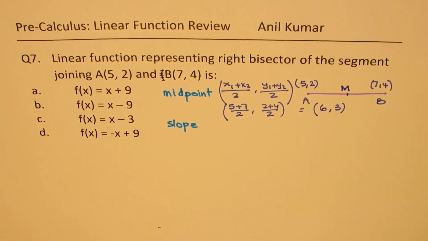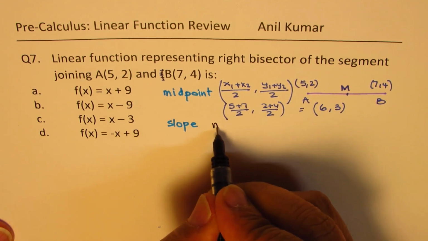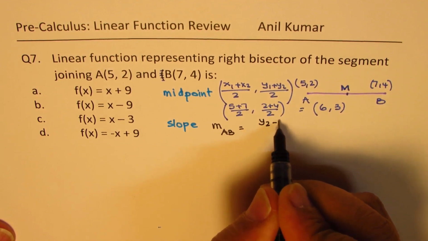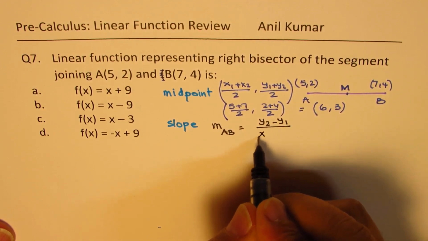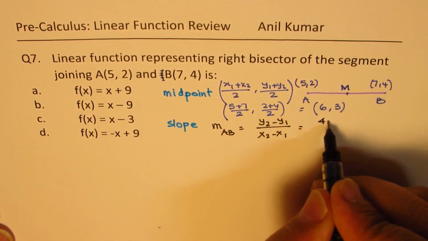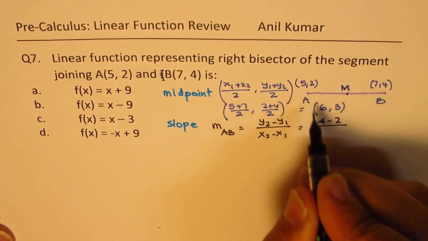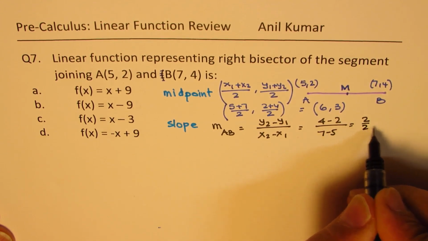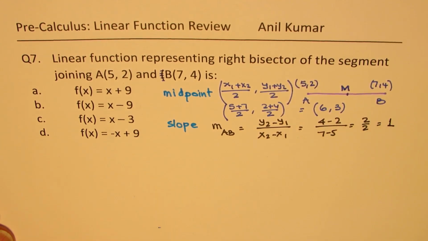Now let us find the slope of AB. So slope m of AB will be (y2 minus y1) over (x2 minus x1), 4 minus 2 and 7 minus 5. That is 2 over 2 or 1. So that is the slope of the given segment.